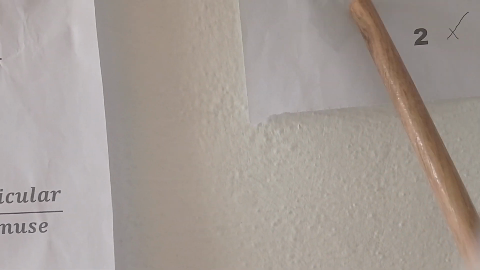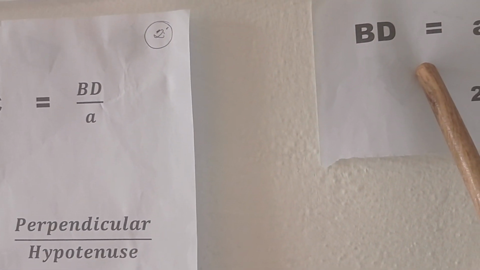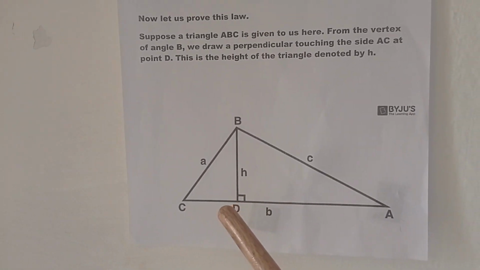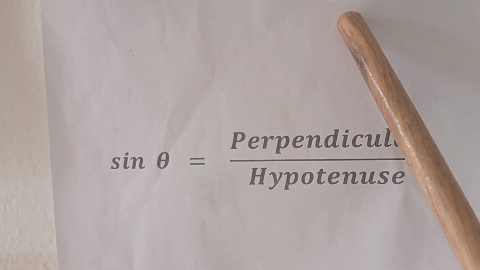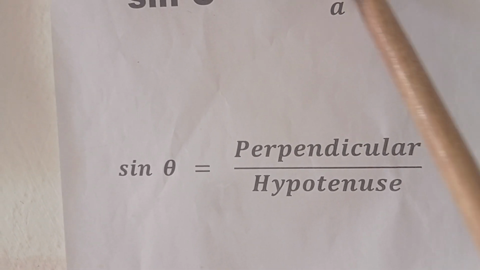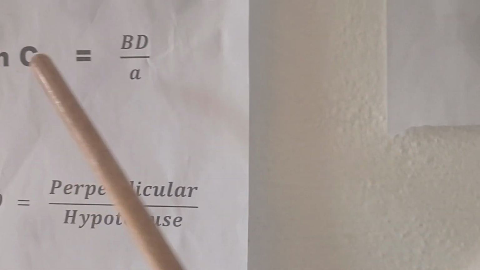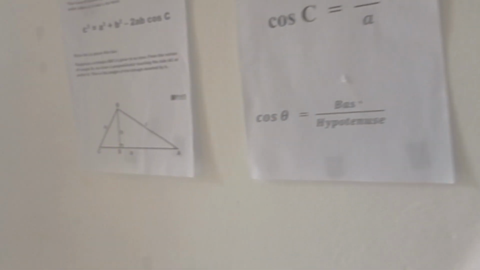Why? Because BD equals sine of C multiplied by A. BD equals A sine of C. Okay, now we continue here.